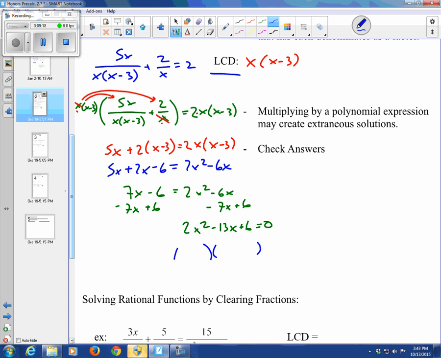Yes, I can. I can say that this is going to be 2x and x, and minus, and then here, let's see, we have 6 and 1.